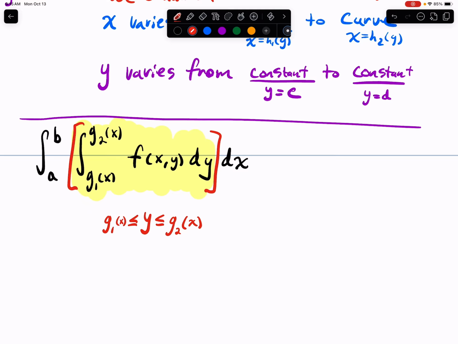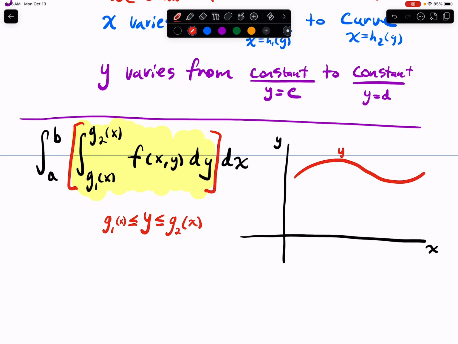Okay. So in a picture, what does that look like? My x values, I have my y values. All right. So this would be y equals g2 of x. And then this one would be y equals g1 of x. So the y values between those two, that's all the y values between those two there.